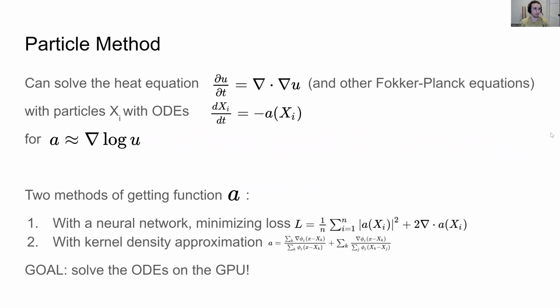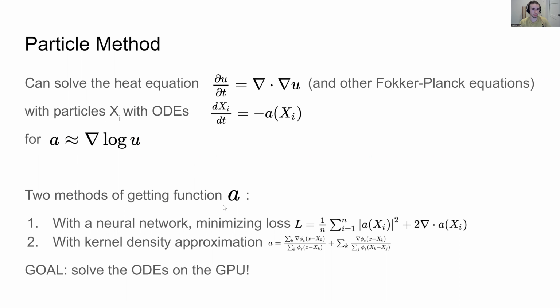Here's the introduction. We want to solve some PDEs, for example, the heat equation or other Fokker-Planck equations using particles. That involves solving a big system of ordinary differential equations of this form. So i might range from 1 to 10 to the 5, maybe. So this is quite a lot of ODEs. And the right-hand side is just some function a that should approximate the gradient of the logarithm of u.